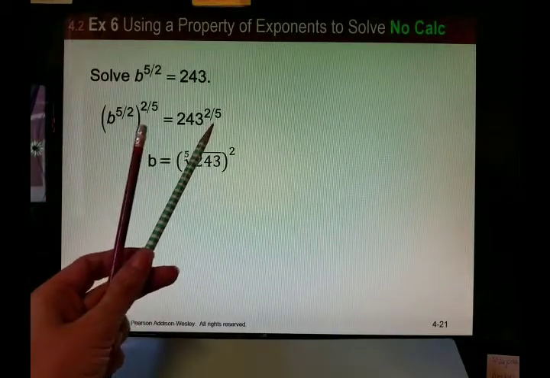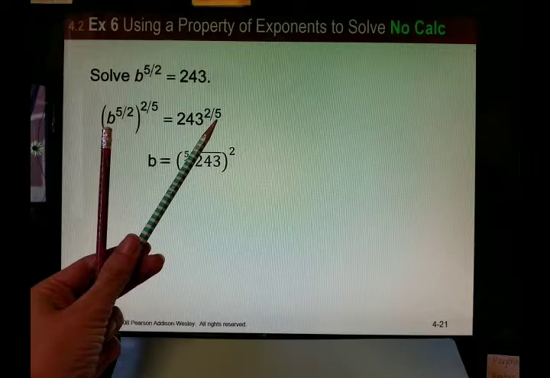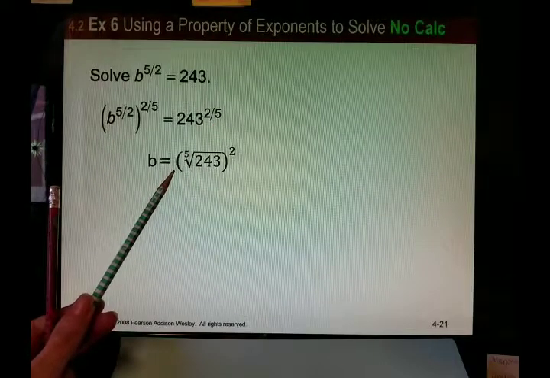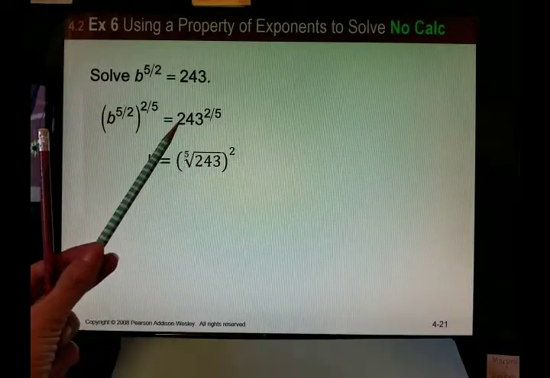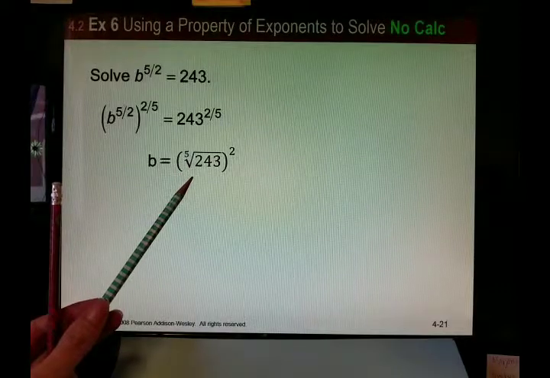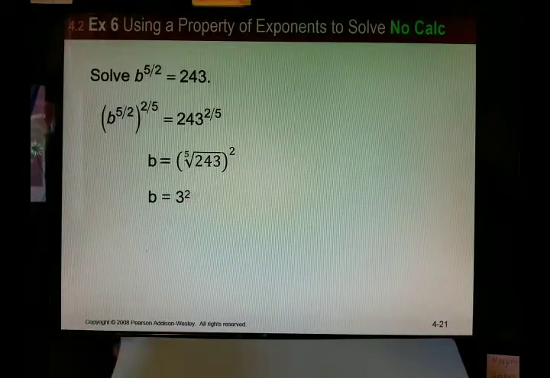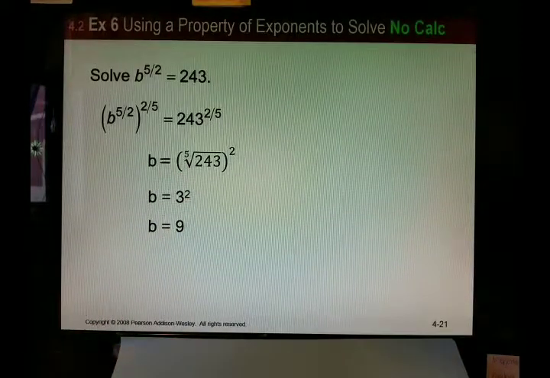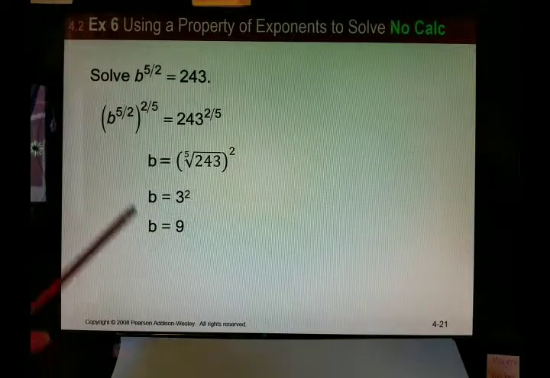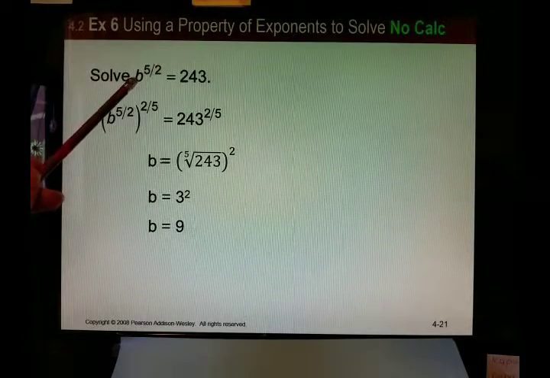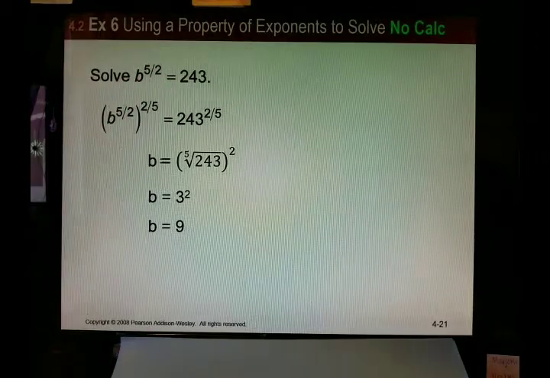Now, because this is an odd root, I don't do plus or minus. If that was an even root, I would have to do plus or minus. So therefore, I'm going to take the 5th root of that, which is 3. 3 squared is going to be 9. If I was to check it and plug 9 back into here, that means the square root of 9 first, which is 3, and 3 to the 5th is 243.